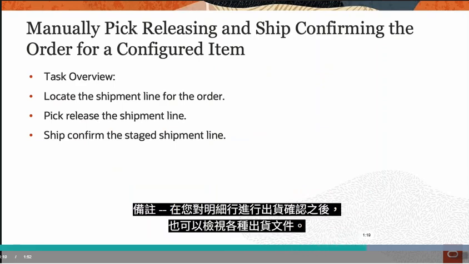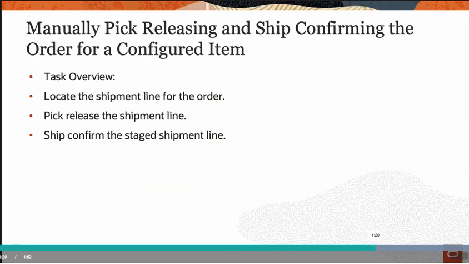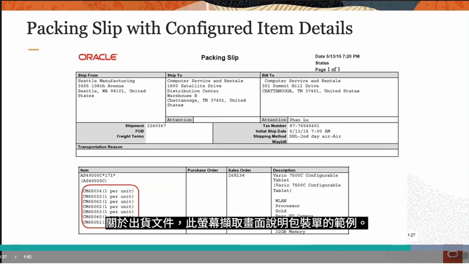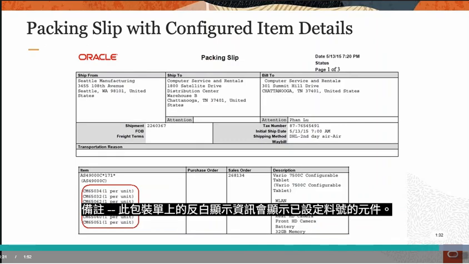Note, after you ship confirm the line, you can also view a variety of shipping documents as well. Regarding shipping documents, this screenshot depicts an example of a packing slip. Note, the highlighted information on this packing slip shows the components of a configured item. We will now view a shipping demonstration.